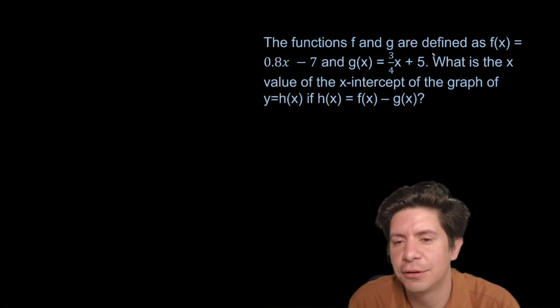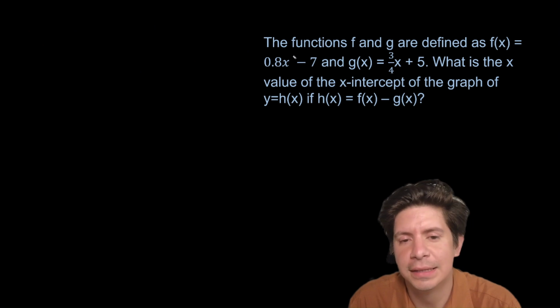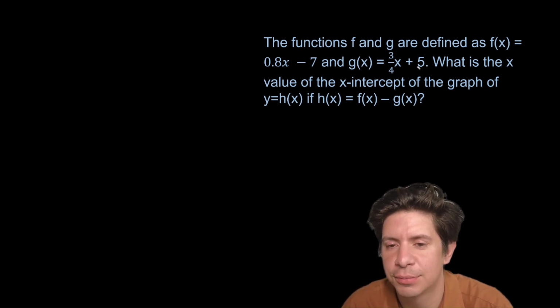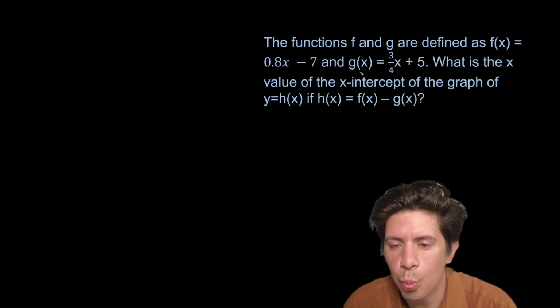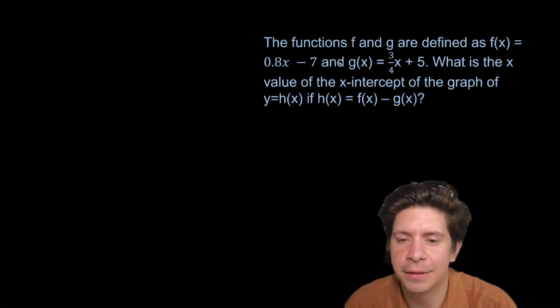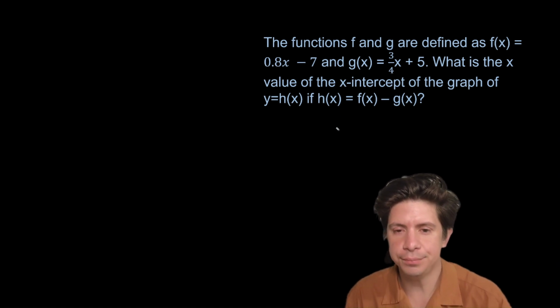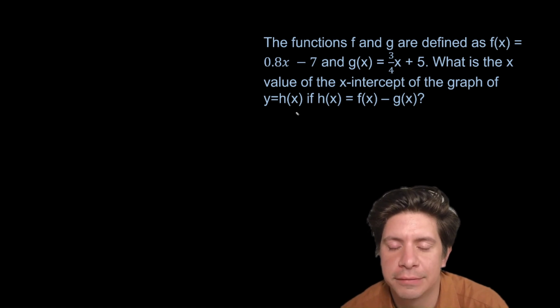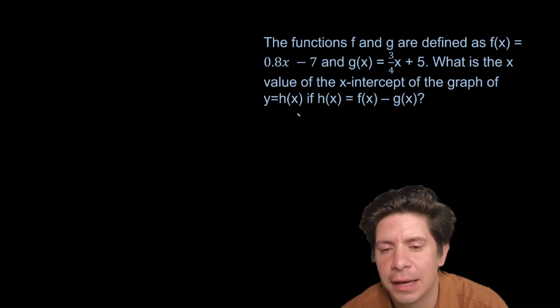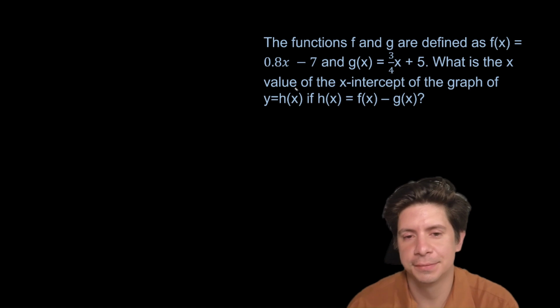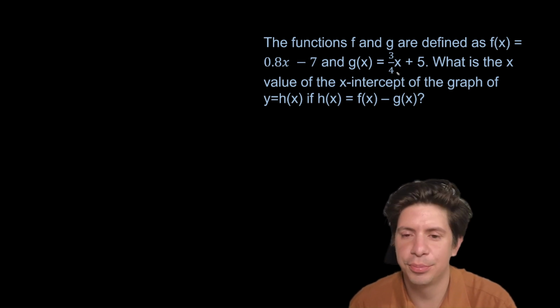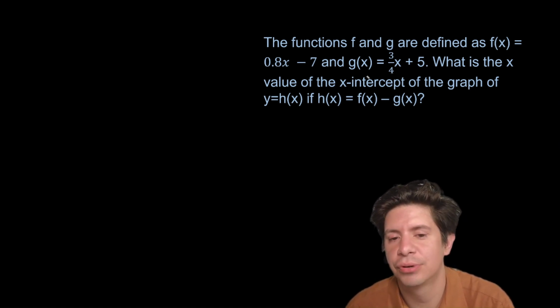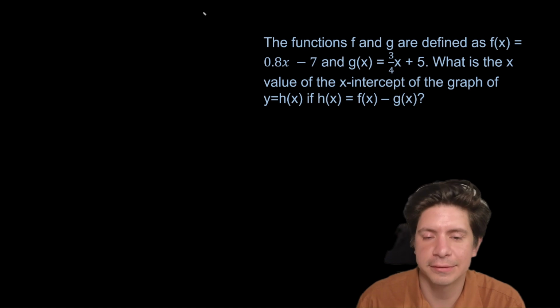Functions f and g are defined as f of x equals 0.8x minus 7 and g of x equals 3/4 x plus 5. What is the value of the x-intercept of the graph y equals h of x if h of x equals f of x minus g of x? So I'm going to make this into 0.75 as a decimal, and I'm going to subtract it because that'll give us the h of x value.